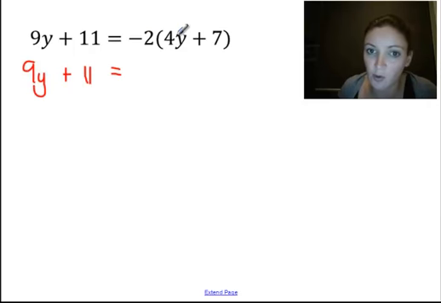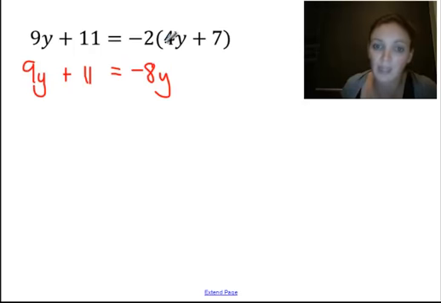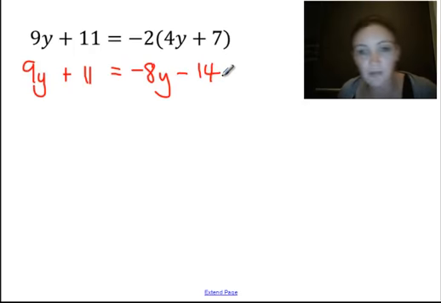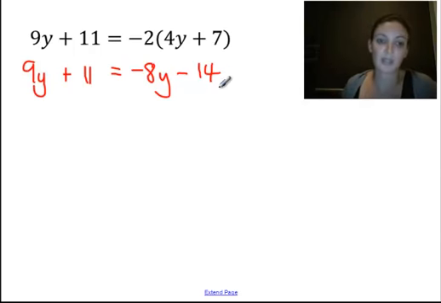Minus 2 times 4y gives us minus 8y, because a negative times a positive gives us a negative. And then minus 2 times 7 gives me minus 14. You'll notice sometimes I've said minus and sometimes I've said negative, and really they mean the same thing. Okay? All right. So my equation now is 9y plus 11 is equal to negative 8y minus 14.